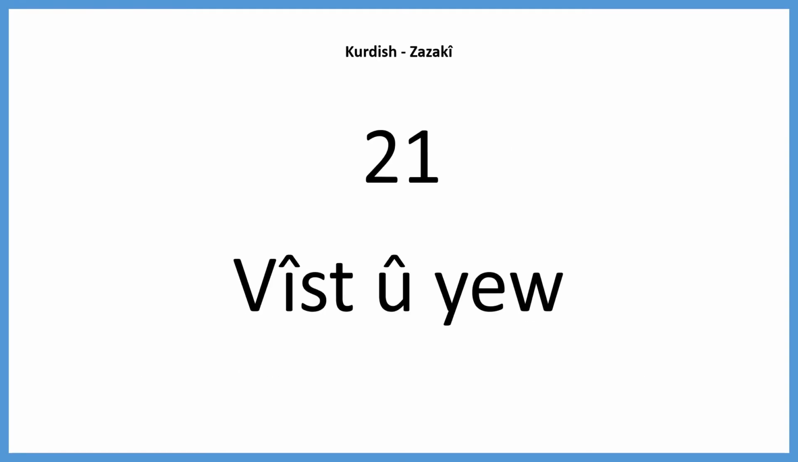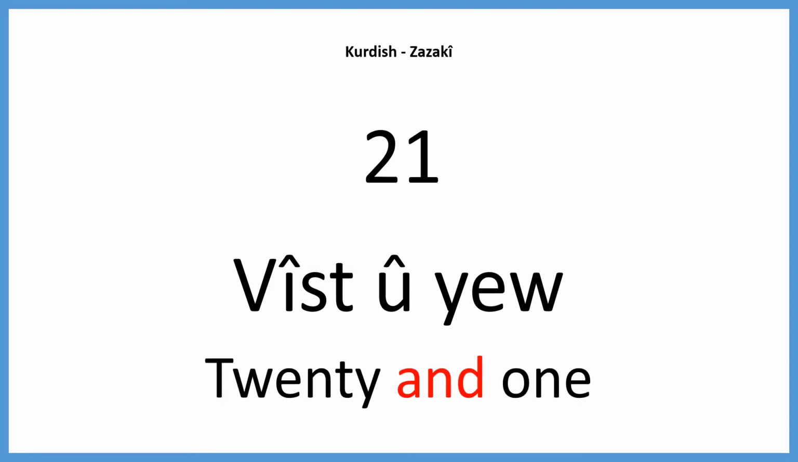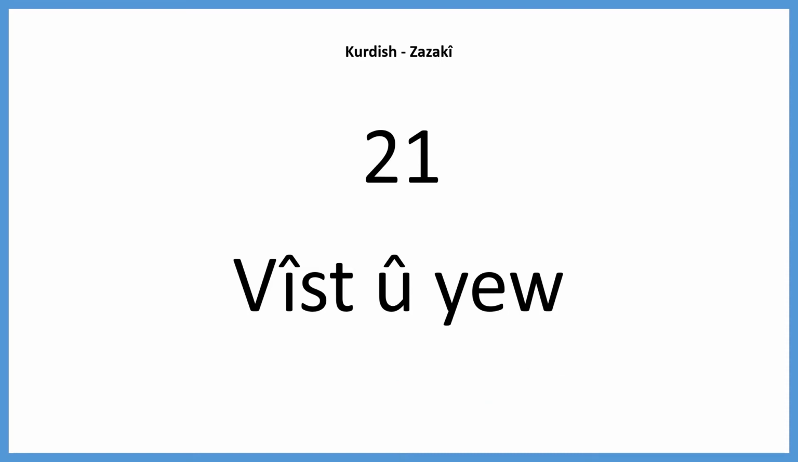The number 21 in Kurdish can be translated to English exactly as 20 and 1. The letter U, on its own, translates to and in English. Every number between 20 and 100, except for multiples of 10, follows this simple rule. This means that you would only need to memorize the numbers 20, 30, 40, 50, and so on. So, 21 would be Vist u eu.